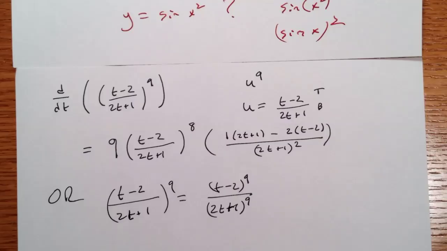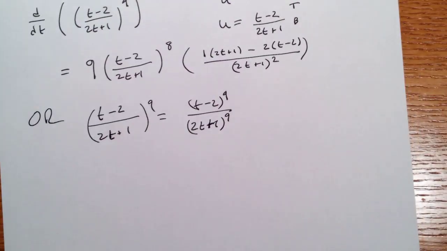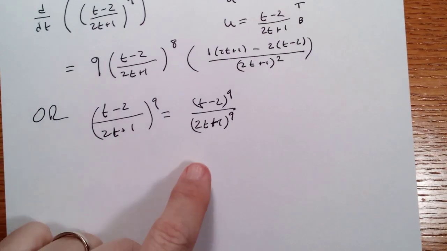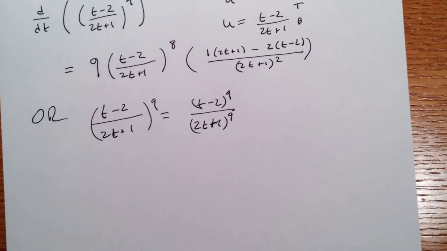And then you have ugly thing to the ninth over different ugly thing to the ninth. Think of plugging in a number. You'd take the ninth powers before you do the dividing. That means you're doing the dividing last. We work our derivatives in the reverse order. If the last thing I'm doing is dividing, then the first derivative rule I'm going to do is the quotient rule.